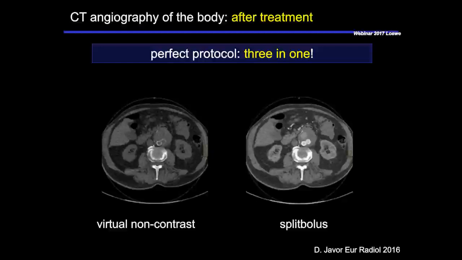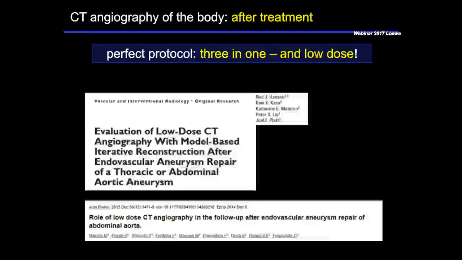So with just one application, just one scan, three different phases, and of course this is highly dose saving, and it has been shown that we are really able to demonstrate and detect all the endoleaks that have been detected with the standardized protocol as well.